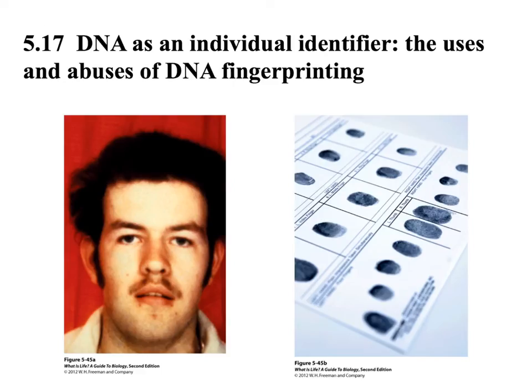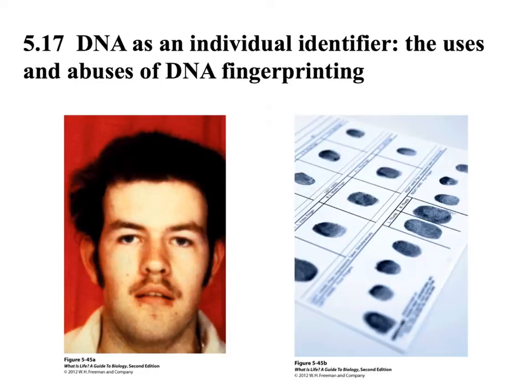The last field we'll look at for DNA technology and GMOs is the field of forensics. DNA is an individual identifier. DNA is being used more and more in forensics to help us solve crimes, identify victims, and to even exonerate those who were falsely accused.